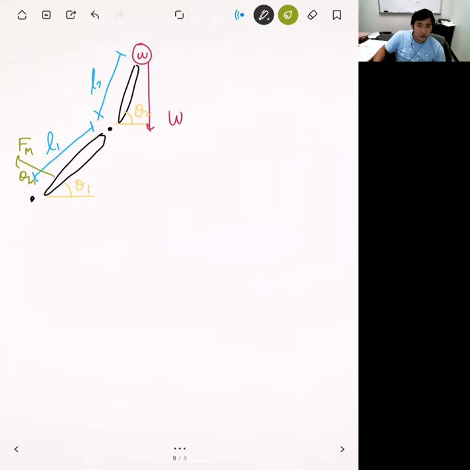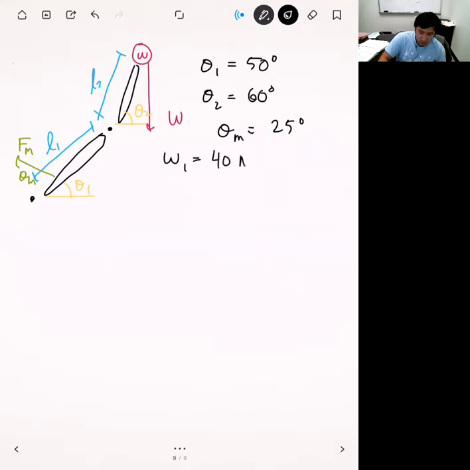And so some of the parameter values that we have are: theta 1 is equal to 50 degrees. Theta 2 is equal to 60 degrees. Theta m is equal to 25 degrees. W1 is equal to 40 newtons. W2 is equal to 30 newtons. And W, the weight in the hands, is going to be 200 newtons.